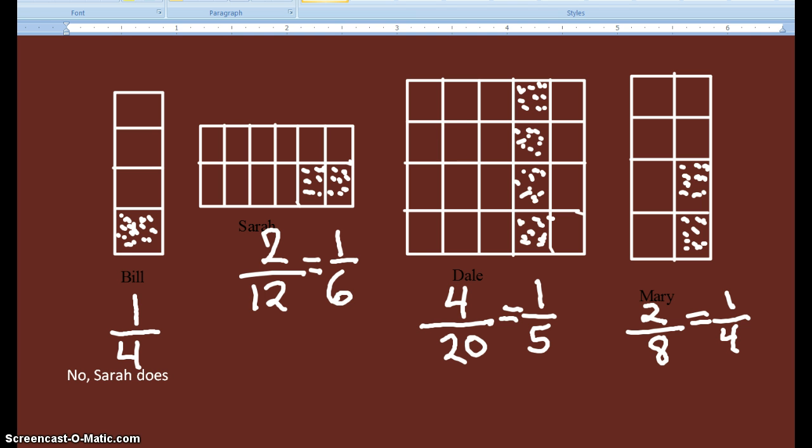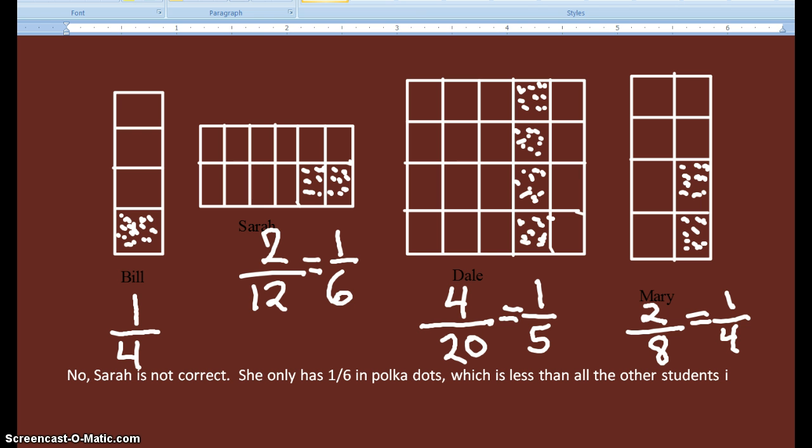Sarah is not correct. She only has 1/6 in polka dots, which is less than all the other students in the group.